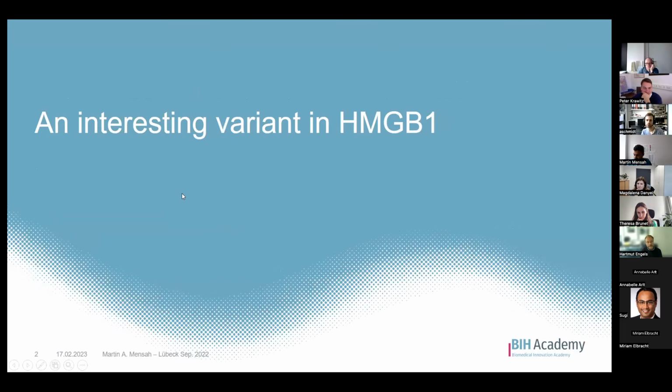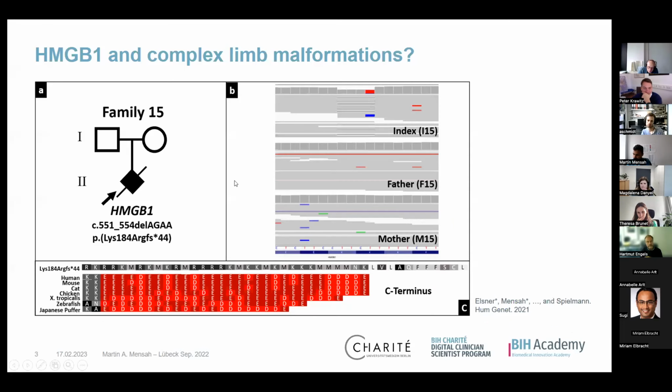So how does the story start? Back in 2021, here at our institute, we identified an interesting variant in a gene called HMGB1. We've seen this variant in a fetus with a complex limb malformation, and it was a de novo deletion of 4 base pairs that resulted in a frame shift. This frame shift occurred in the final exon of HMGB1. Therefore, we assumed that it would not undergo nonsense-mediated decay, but would escape NMD.